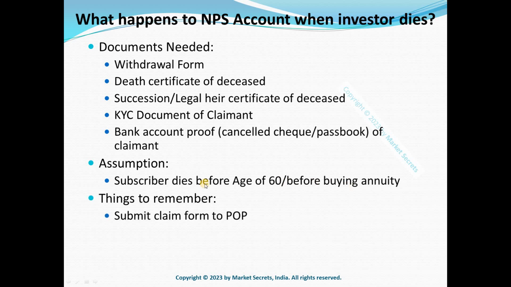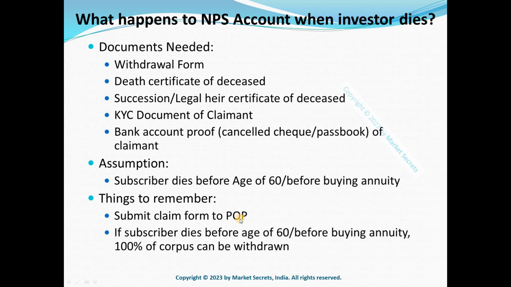Okay. And now, where do you submit the form? Okay, so you need to submit the withdrawal form along with the documents to your POP, that is point of presence. Okay, so NPS accounts will be generally tagged to POPs. So you need to submit your claim form to the relevant POP. In case the subscriber dies before the age of 60, that is before buying the annuity plan, we can withdraw 100% of the corpus from the NPS account.